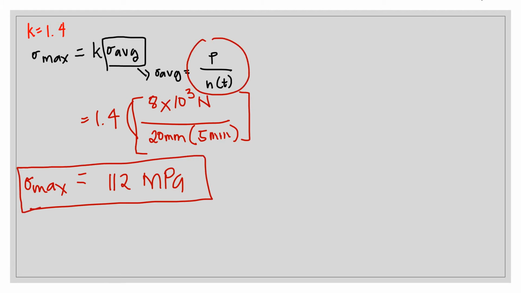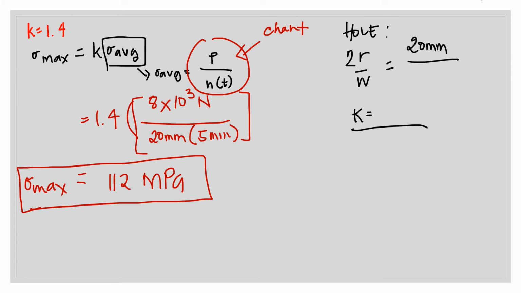So this formula came from the chart. Moving forward, we're going to solve for the hole. And for the hole, we need to find the value of 2R over width to find the value of K. Our 2R is equal to 20 millimeters over 40 millimeters.